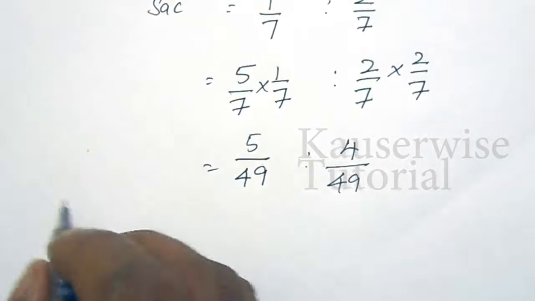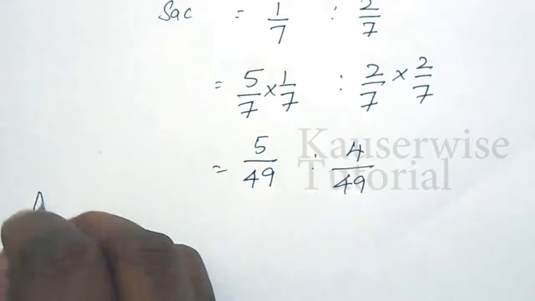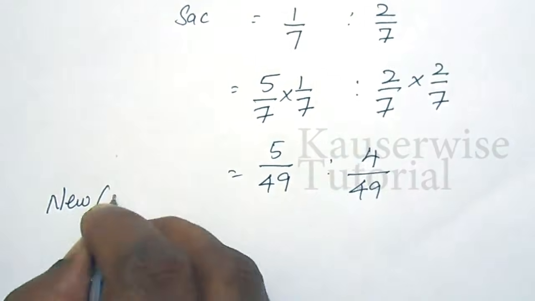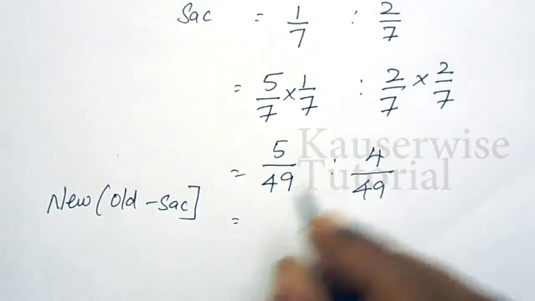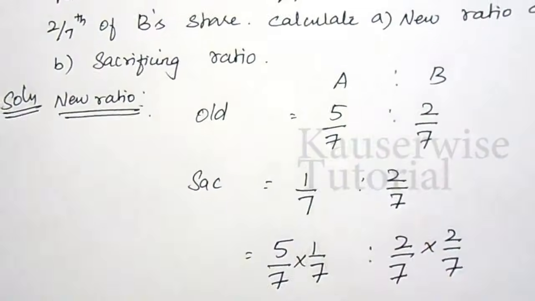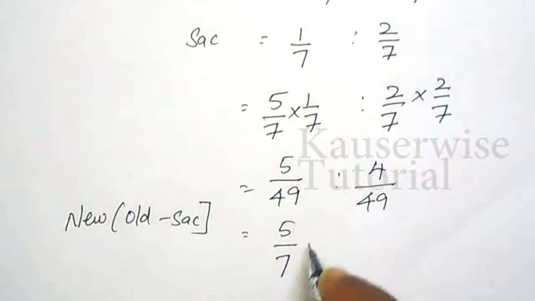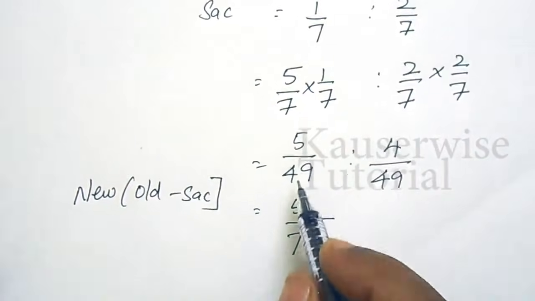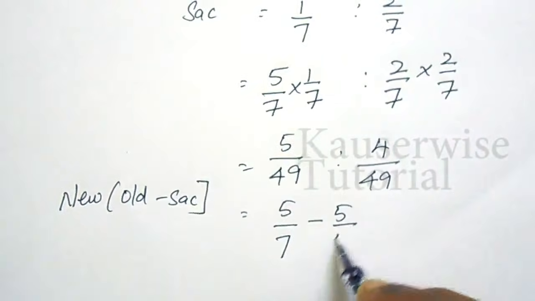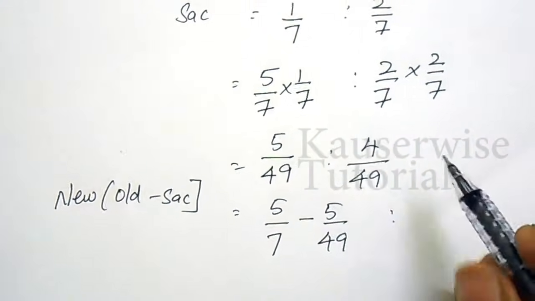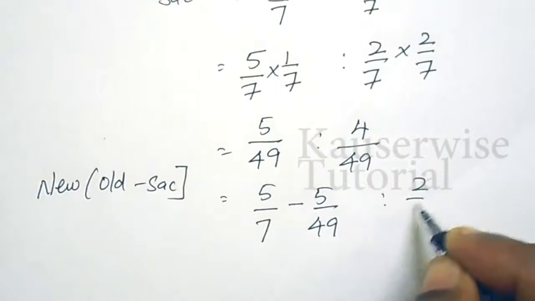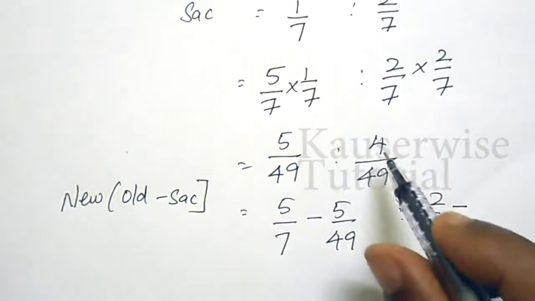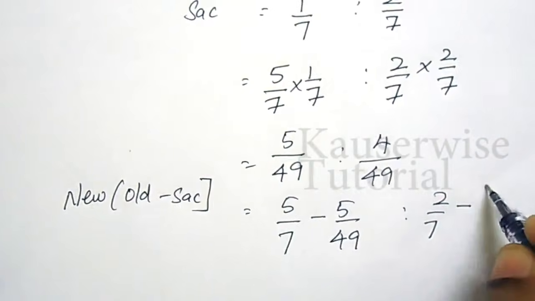With this we can calculate new ratio. So what is the formula for new ratio? Old minus sacrifice. So A's old ratio 5 by 7, so 5 by 7 minus sacrifice 5 by 49. B's old ratio 2 by 7, 2 by 7 minus sacrifice 4 by 49.